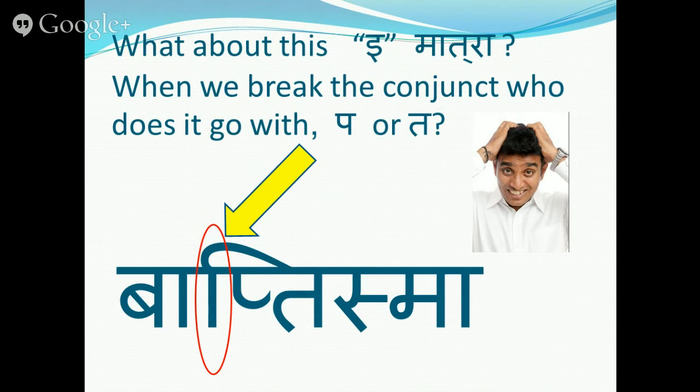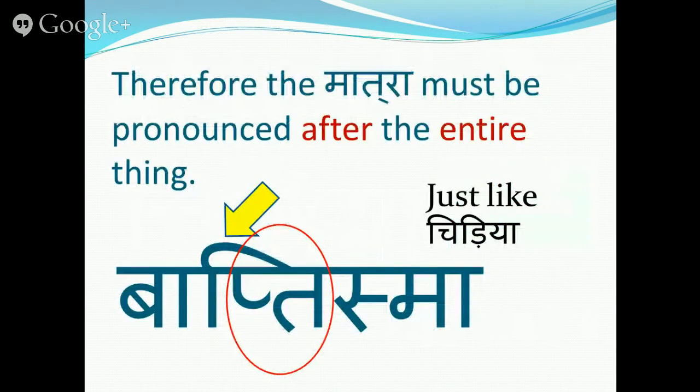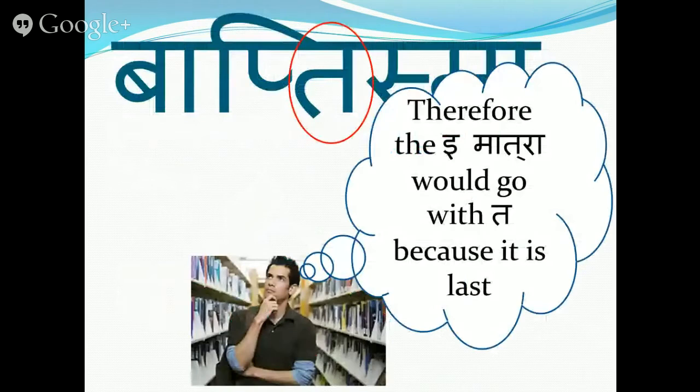One thing we have to remember about conjuncts is that conjuncts altogether are treated as one big letter. When we make a conjunct, it's now acting as if it were one letter. So we look at this word here. The one letter here is r, so we have re. So the I is pronounced after that one letter, re. A conjunct is basically the same thing. The pa and the ta conjunct is one letter, and so the I is pronounced after the ta. So when we break this in half, guess who the I is going to go with? It's going to go with the ta, because that's where it's pronounced afterward. So the I goes with the ta because it's last.